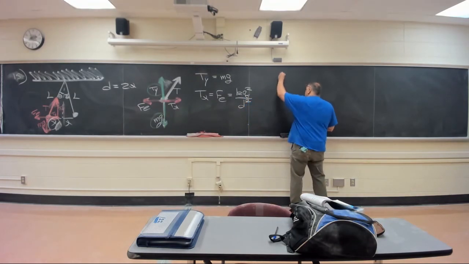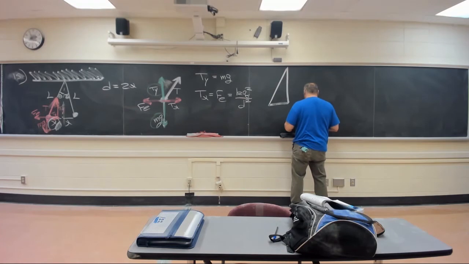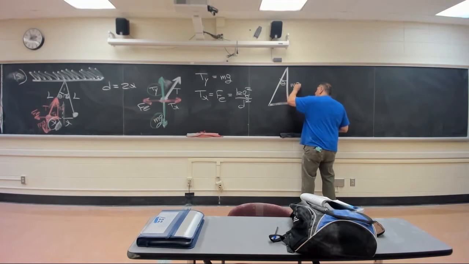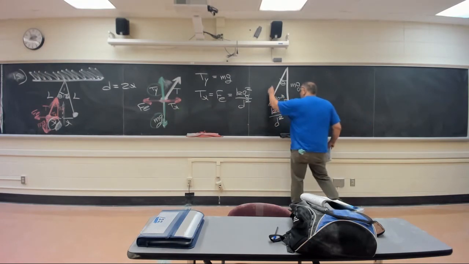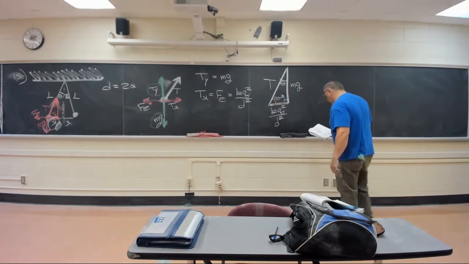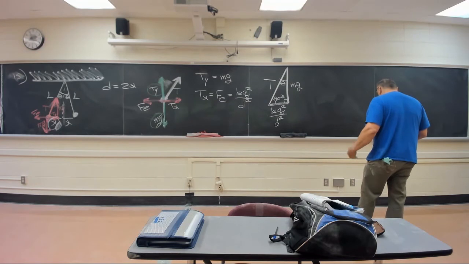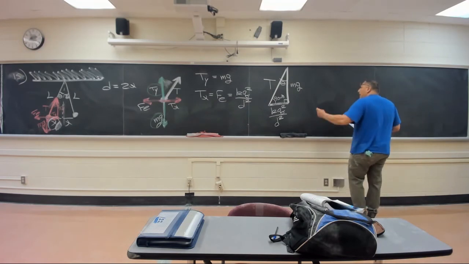Number of ways to look at it, I guess. Let's go back to the handy triangle. This is theta. This is as big as mg, and up here the pull up is mg, so the pull down is mg. This is 90 minus theta, and this is as big as T is. There's a lot of ways you could go here.